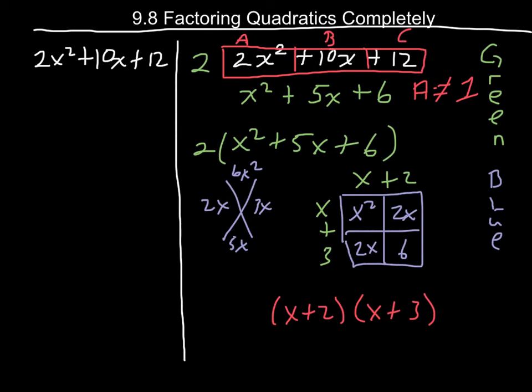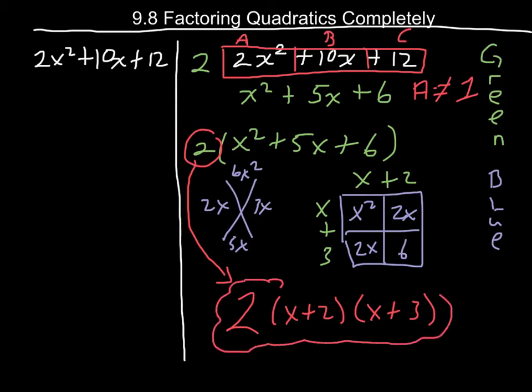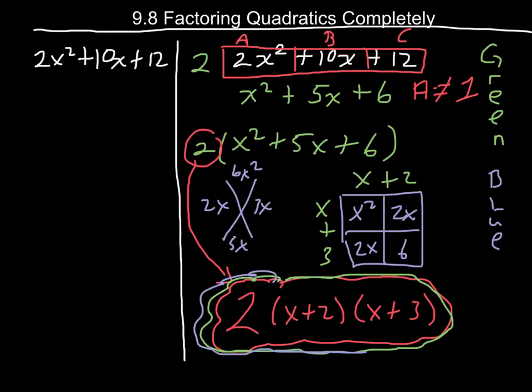I multiplied by 2. So what you have to make sure you do is bring whatever you factored out first. The thing you factored out completely has got to be in front. So 2 times x plus 2 times x plus 3. This is your final answer. If you don't include the 2, ladies and gentlemen, I regret to tell you, I cannot give you full credit. Anything you factor out has got to be in your final answer.